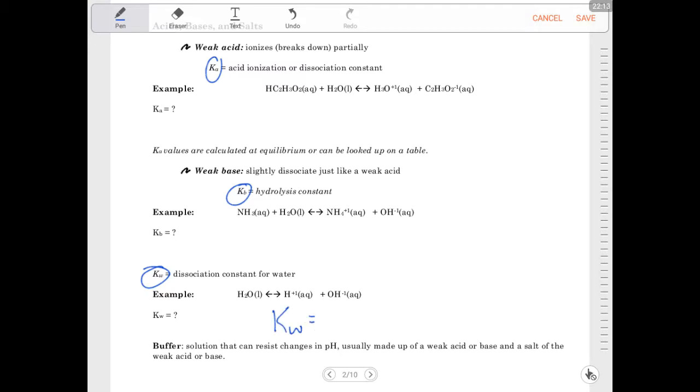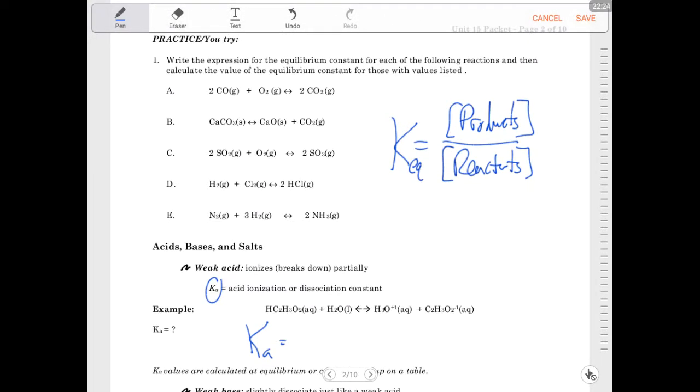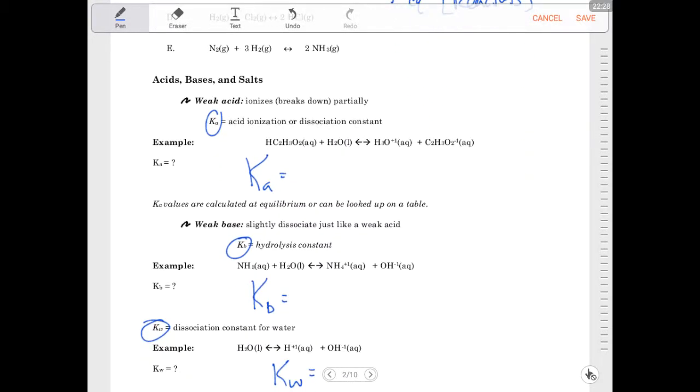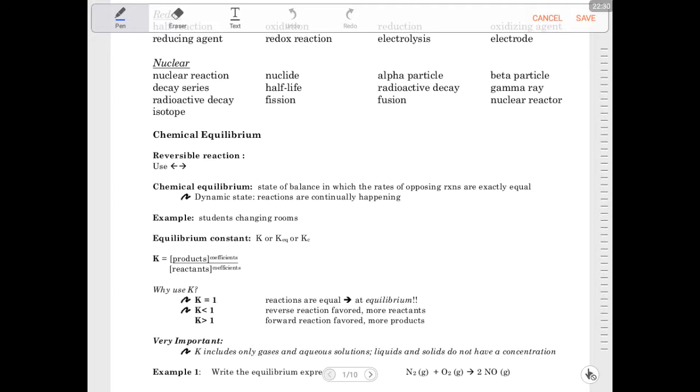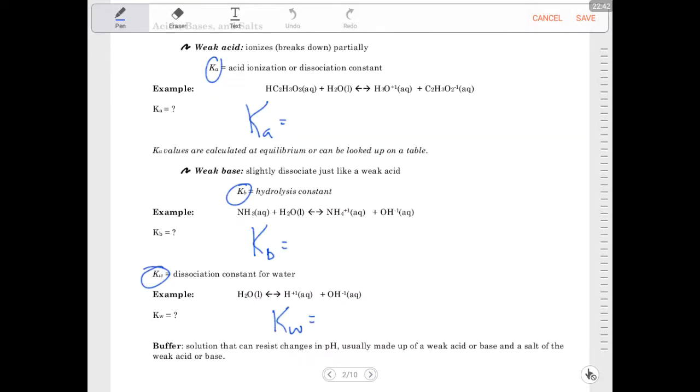But if we take a look here, in all of these examples, we're asked to write the equilibrium expression. It's the same way as we did last week for the Keq: products over reactants. But what's the big thing you've got to remember? What does it only affect? Well, it only includes gases and aqueous solutions. Liquids and solids have no concentration, so we will cross them out.